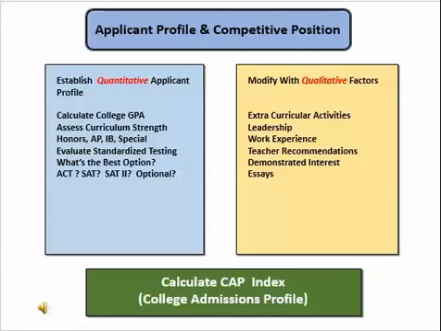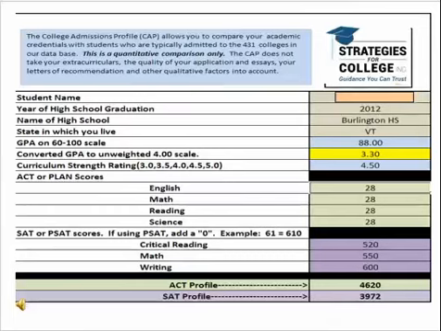That gets modified with the qualitative factors. So extracurricular activities, leadership, work experience, and so forth can aggravate or mitigate a poor quantitative assessment. The most important piece we can show you today is that the CAP index, or the college admissions profile, can be quantified. So take a look at this quick example.